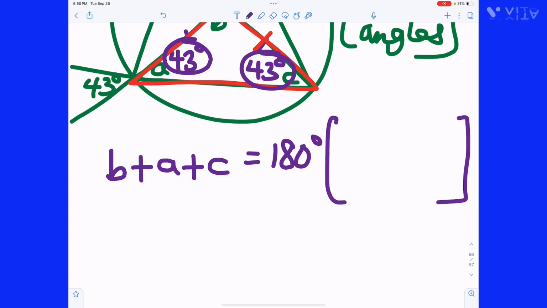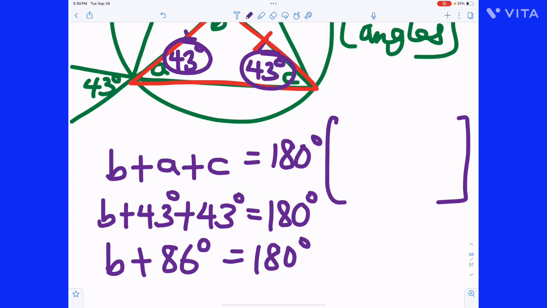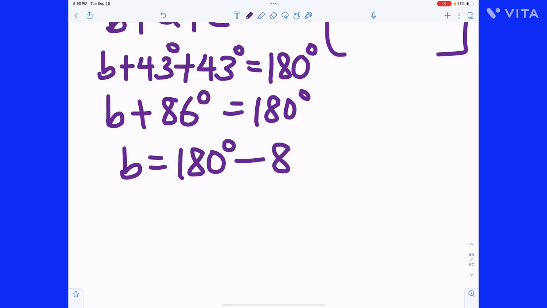Sum of angles in a triangle. That's the reason you write here. So B plus 43 plus 43 will give me 180 degrees. B plus 86 is 180. And B will be equal to 180 degrees minus 86 degrees. So B is 94 degrees.